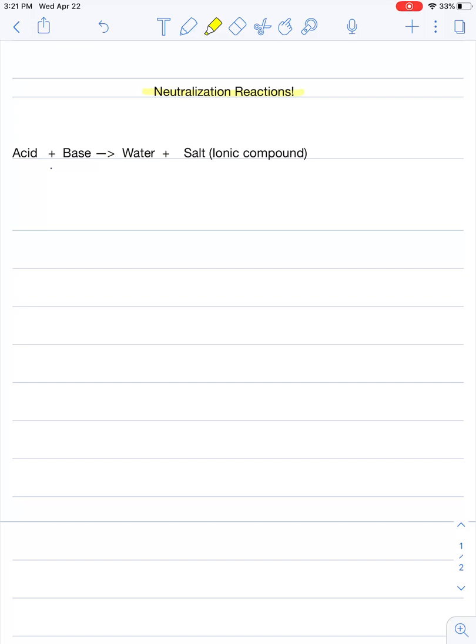So what we're looking at is, again, an acid, which is from table K, or looks like something from table K, and then a base, which looks like something from table L, water, and an ionic compound. So any ionic compound that makes sense in the formula. So let's take a really basic type of neutralization equation, which is hydrochloric acid and sodium hydroxide.